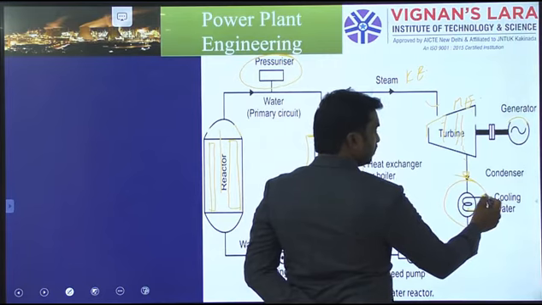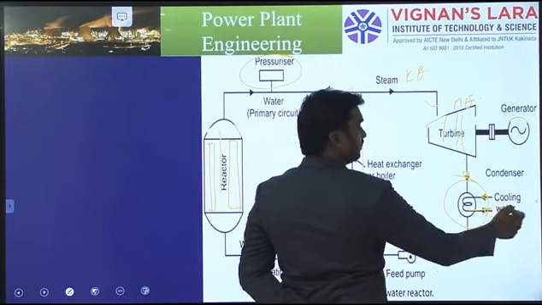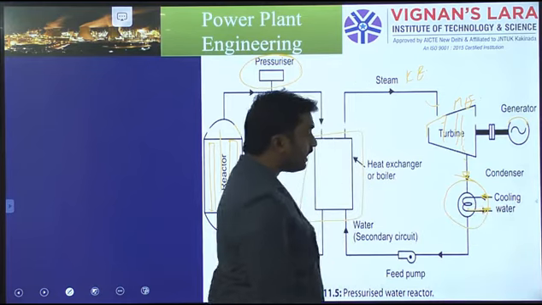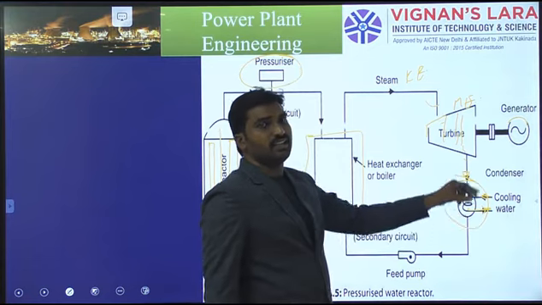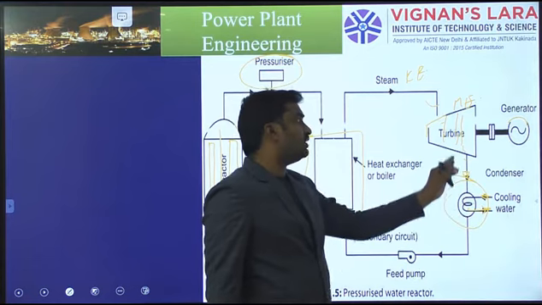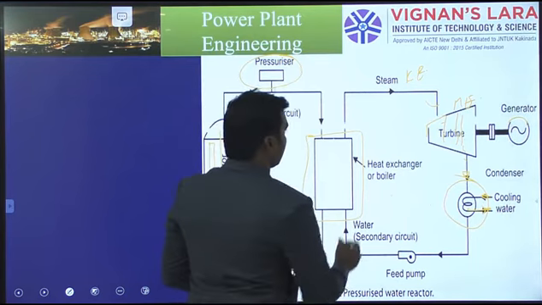The cooling water that we are sending in is converted into hot water and returned back. And here, inside the circle, the flow pipe converts the steam into liquid form. Again we are sending it back to the secondary circuit.